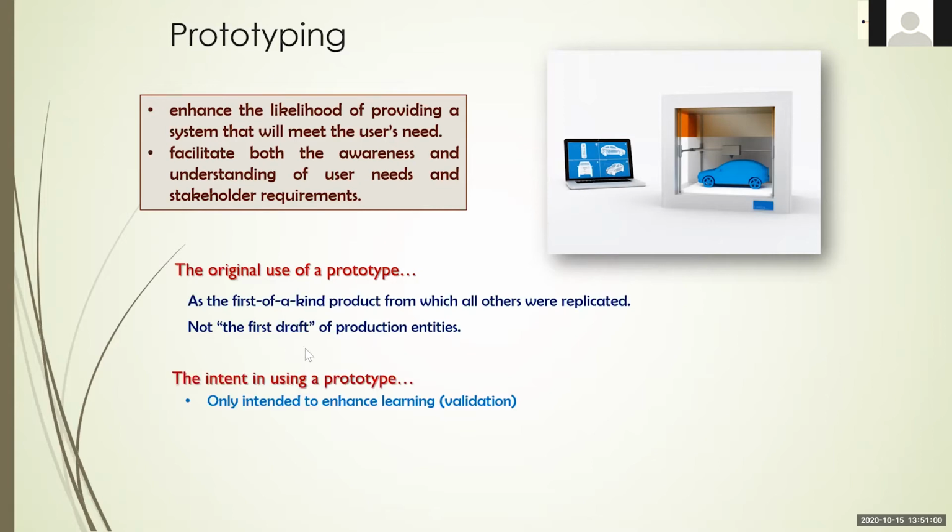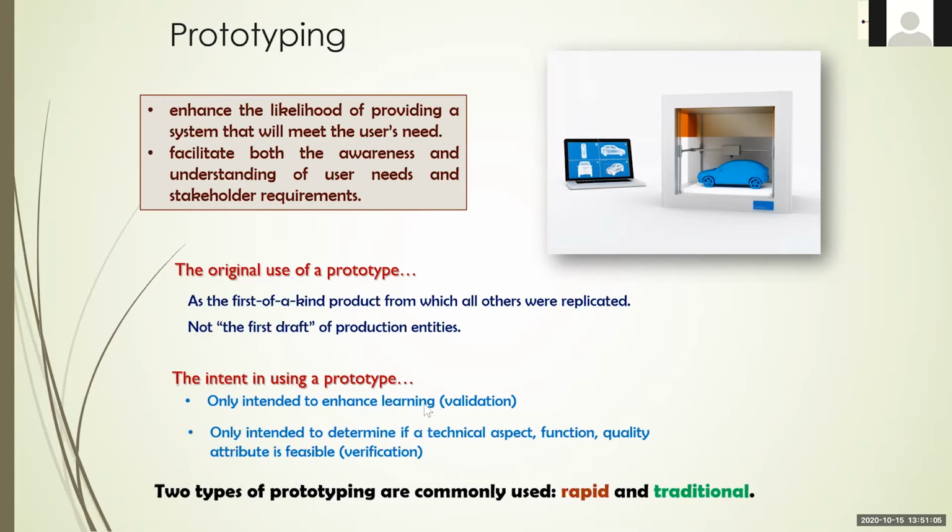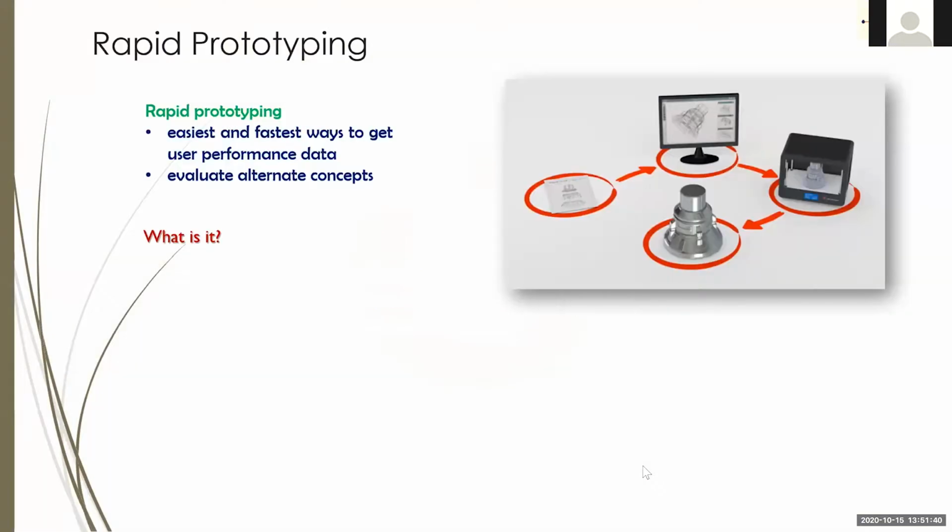Now, in another way of using the prototype, as I was telling you before, you can use it for validation purposes, so you are validating your understanding of the system. Another way to use a prototype is when you are not sure about a technical aspect or a function or a quality attribute such as performance issues. So if you are not sure before you commit to accept the requirement, it's a good idea to do some rapid prototype.